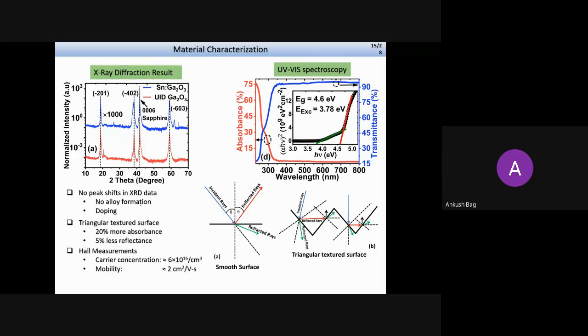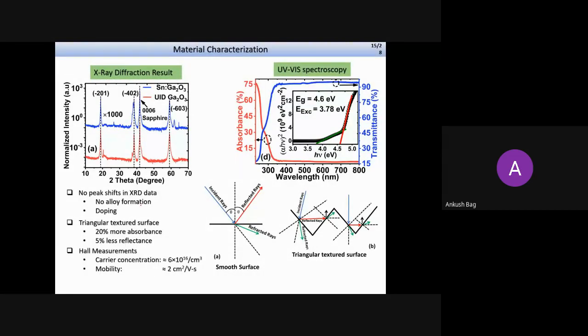If we have a shift in the peak, then you can confirm there is alloy formation, which is obviously not desired in this case, because our main objective is to dope, not to form the alloy. From this XRD graph, we also confirm that there is no alloy formation, rather there is doping, because from XPS and other characterization results we observe an incorporation of the foreign atom, tin, or Sn.